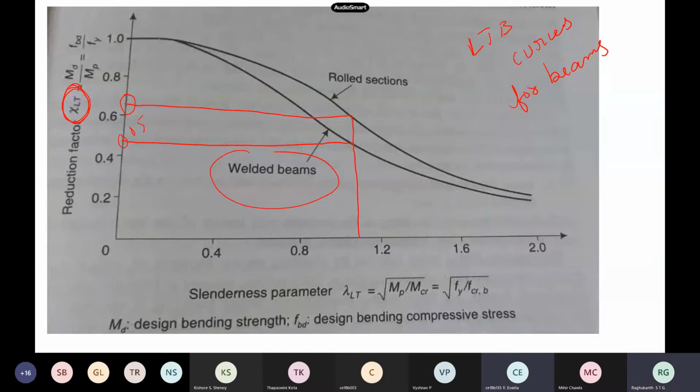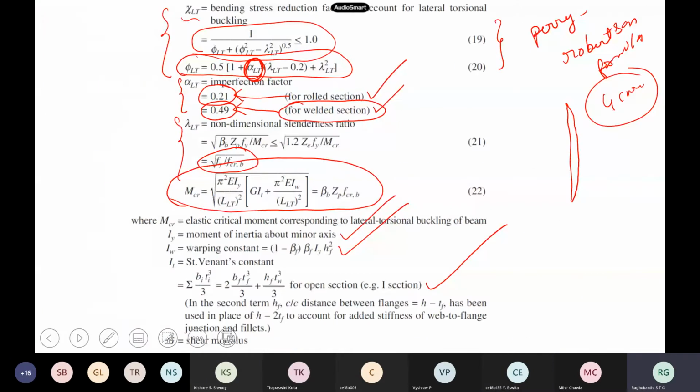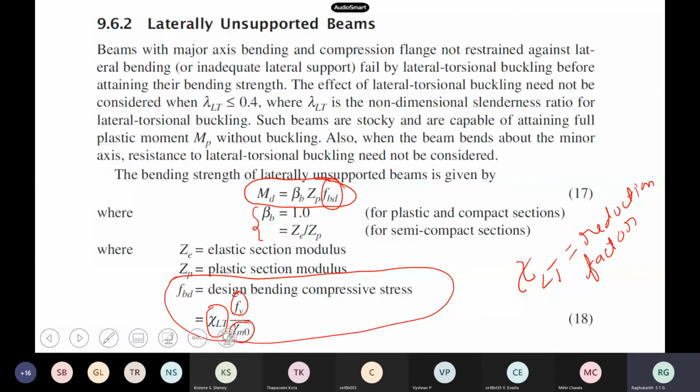The weld beam will carry more load. See, the reduction factor for weld beam is 0.5. This is 0.62. Okay. So if you see this equation, where is that welding? This one, psi LT. Now what happens? Psi LT will come in FBD. So your MD will be beta B ZP into your reduction factor will come here.